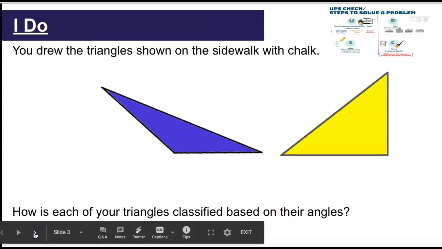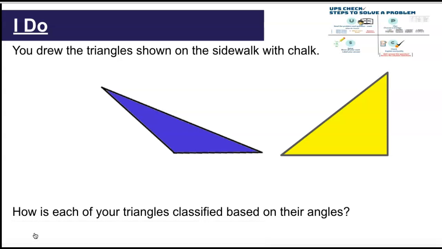Let's just jump right on into our problem. Remember, we always want to use our UPSC check whenever we can to help solve a problem. Our problem reads, you drew the triangles shown on the sidewalk with chalk. How is each of your triangles classified based on their angles?